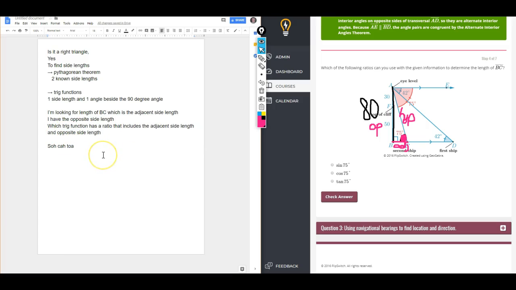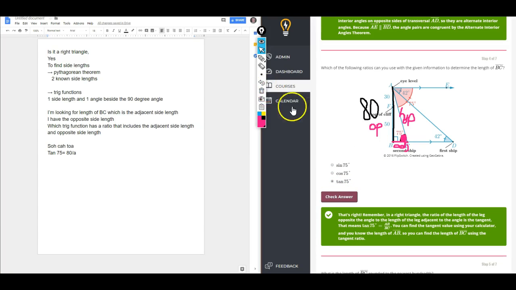So the tangent ratio would be tangent of 75 degrees is going to equal the opposite side length, which would be 80, divided by the adjacent side length, which I'm representing as A. So in this, it would be tangent of 75 degrees.